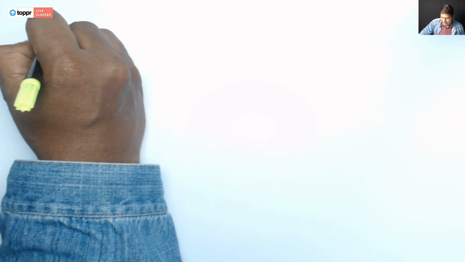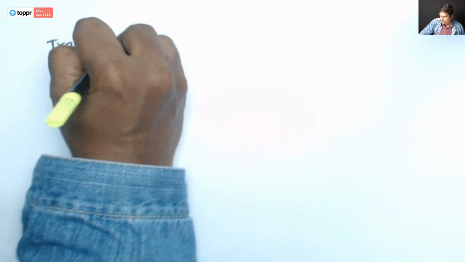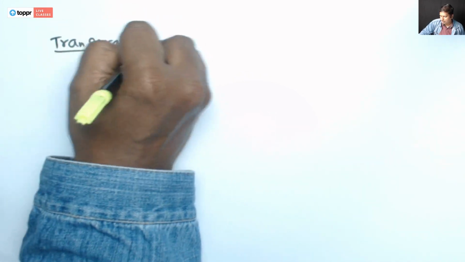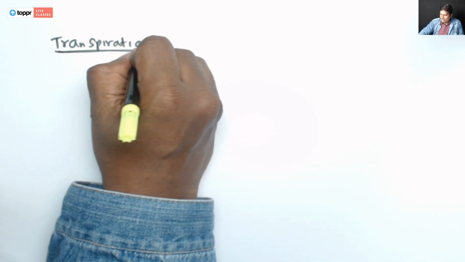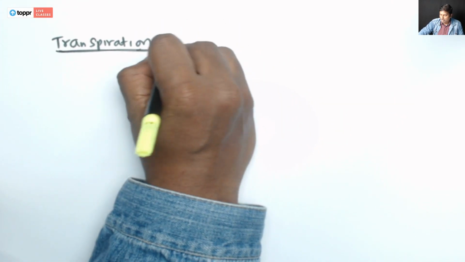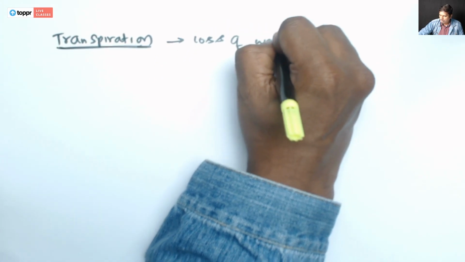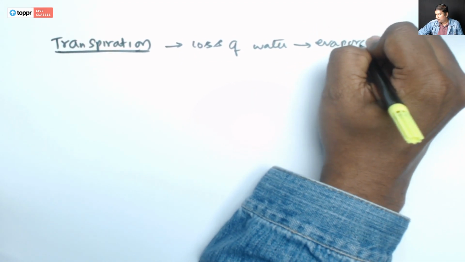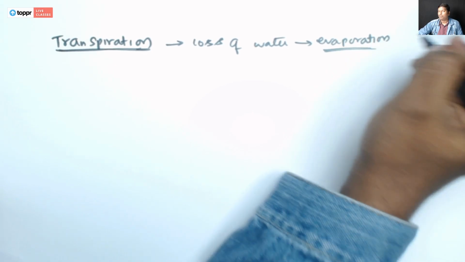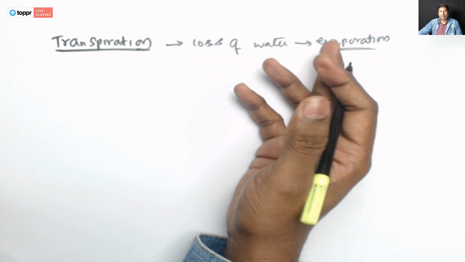Then the next aspect that I told we'll discuss is transpiration. Transpiration is nothing but loss of water from plants in the form of evaporation or water vapor. Loss of water as a result of evaporation from the plants.